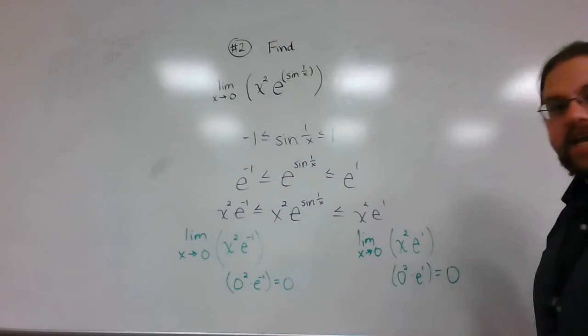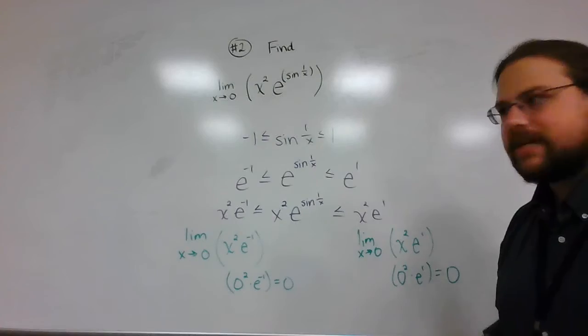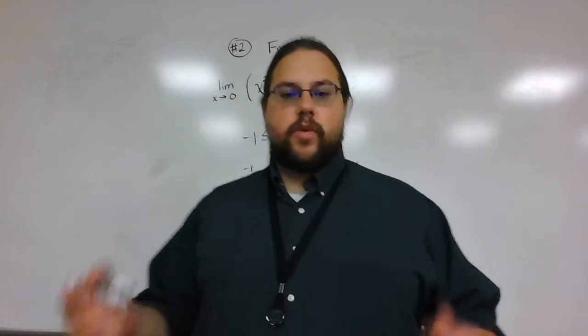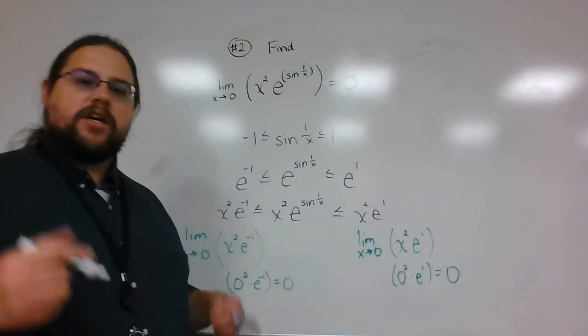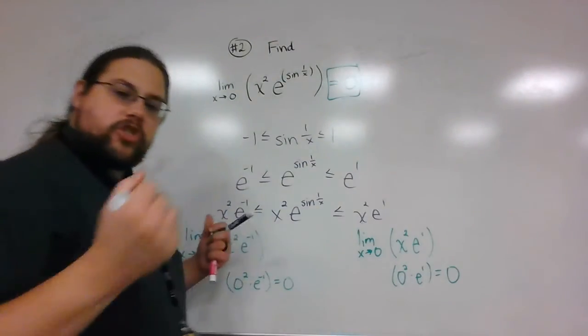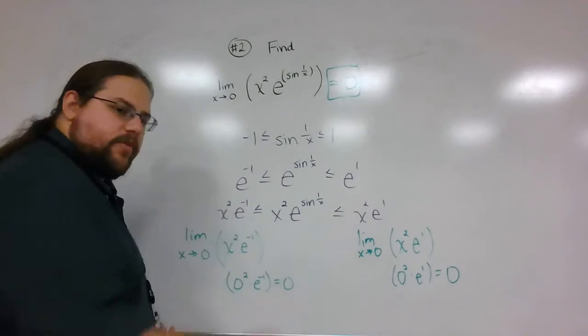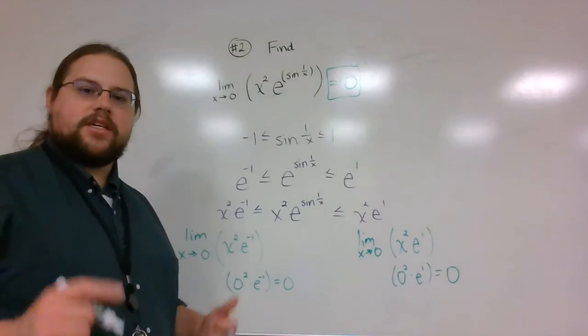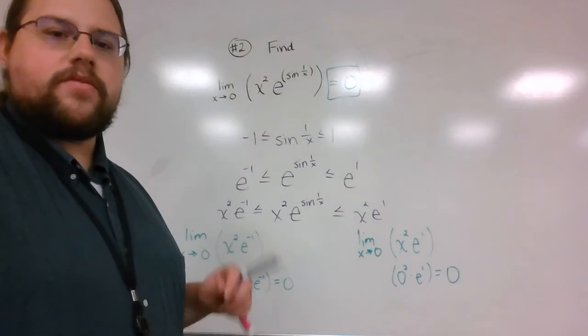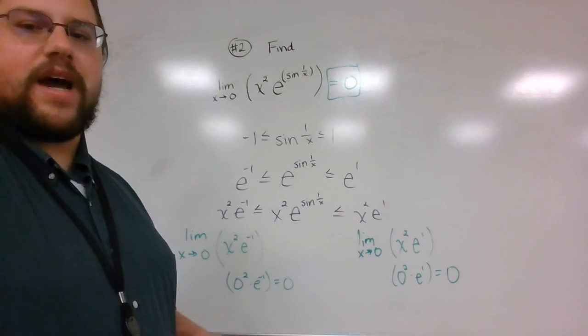So that middle thing, guess where its limit goes? It's got to be 0. So I found my limit using the squeeze theorem. Now let me repeat one more time. The squeeze theorem works because I'm squeezing it between two functions that have the same limit. So like I said, this works really well for functions that I'm struggling to find the limits of.